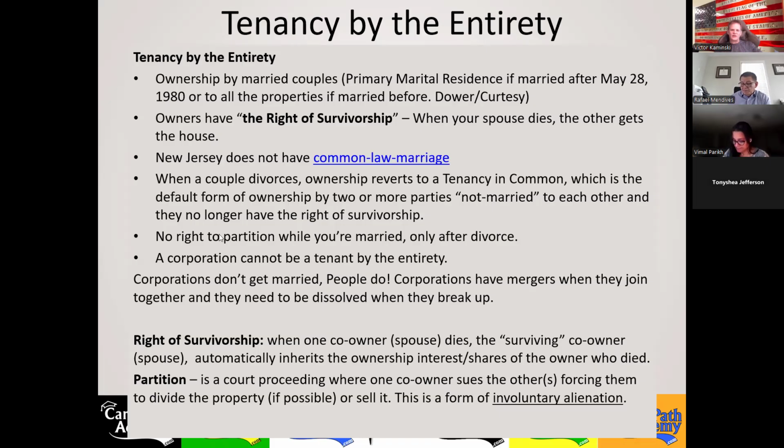So tenants by the entirety do have the right of survivorship, but they cannot partition a property. Not while they're married. Only if they divorce and then they become tenants in common, and tenants in common have the right to partition. So with tenancy by the entirety, you do not have the right to partition the property.